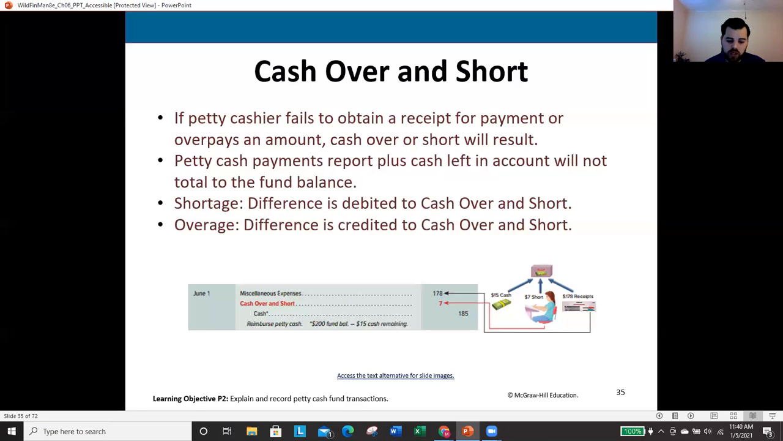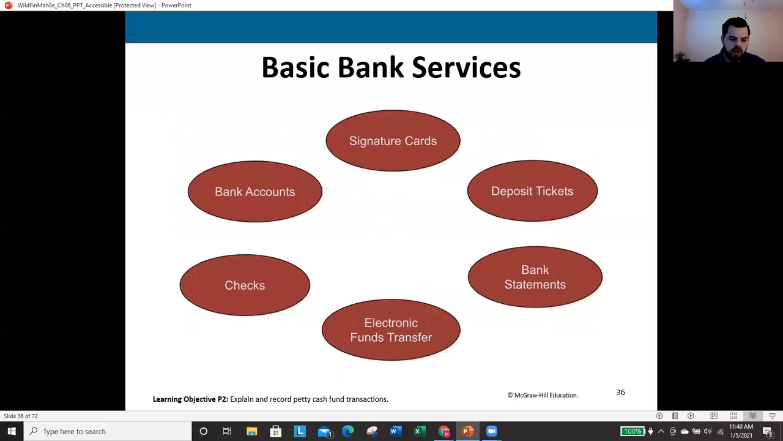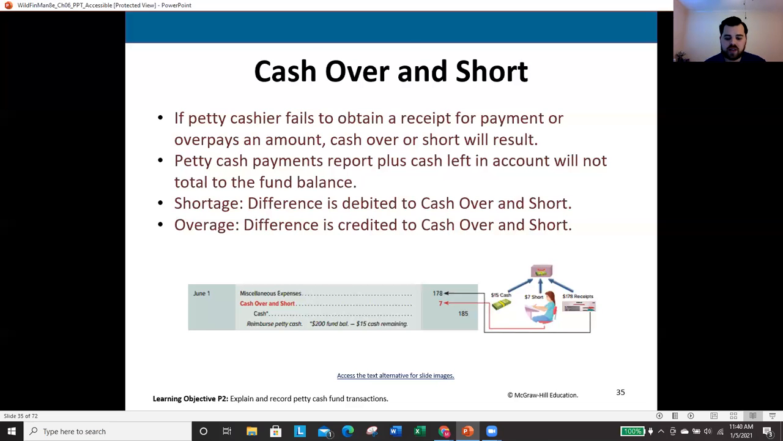So if we have a shortage, the difference, of course, will be debited to cash over and short. And if we have an overage, the difference will simply be credited to cash over and short. So we'll work through some examples of this in class. It's kind of hard to tell exactly what's happening in this example unless you go through the section in the textbook with it. So if you want to do that, feel free to do so. But we will work plenty of cash over and short calculations in class, so I'm not going to dwell on it here, just for the sake of brevity and to make sure this video doesn't drag on too long.